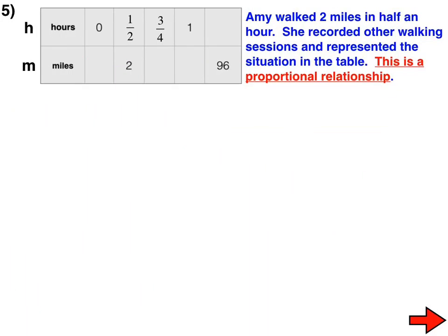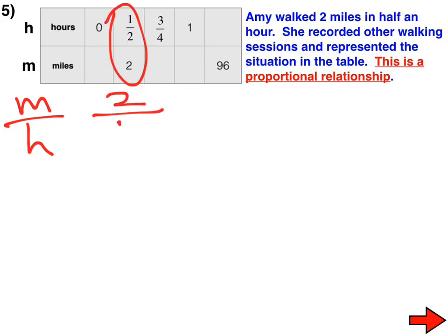This is Amy walking 2 miles in half an hour. I need to know the unit rate, and then fill in the rest of the table and answer those questions. All right, let's go over this one. First things first, find unit rate. They gave us this rate, so I'm going to use it to find unit rate. Unit rate would be miles per hour, right? Miles per hour. So I have to divide with the m on top. That's 2 divided by 1/2.